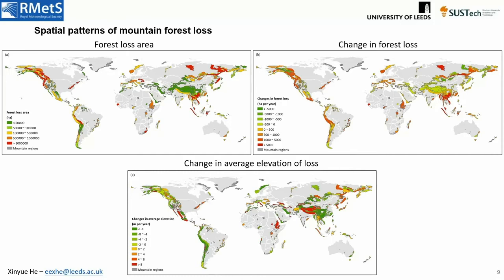As for the elevation of forest loss, green in the below figure means a decreasing trend in average elevation of forest loss. So we are glad to see forest loss has moved downwards in South America and southern China, partly due to some positive policies in forest recovery. However, there are still many mountains where forest loss is climbing up to higher elevations, which is shown in red.